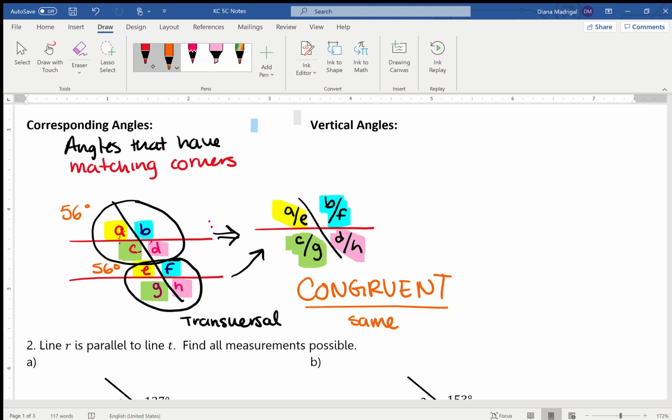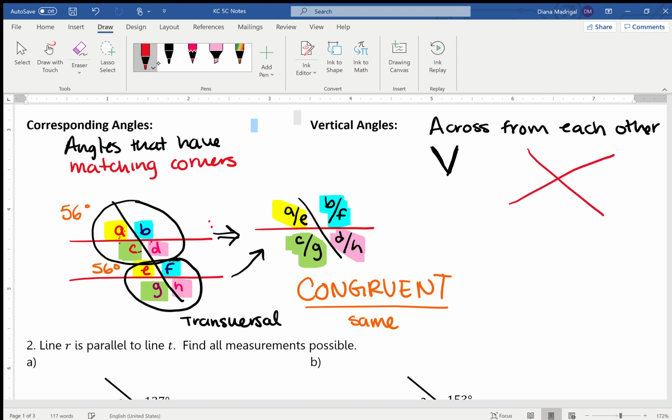Vertical angles, okay, moving on to the next one. Vertical angles are angles that are across from each other. And again, vertical angle starts with the letter V. So I'm looking for those angles that form a V. So again, we have my intersecting lines, right? And we have V's. I have this V on top, and I have this V on the bottom.